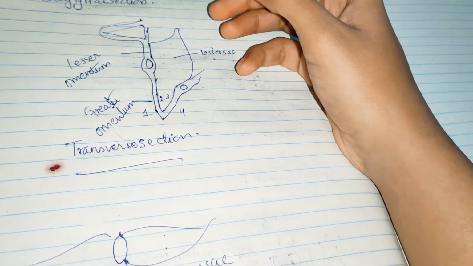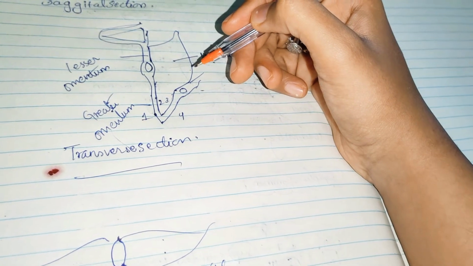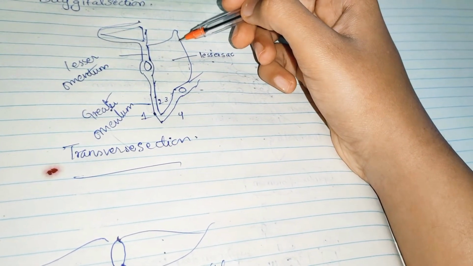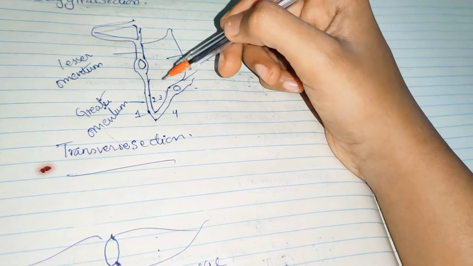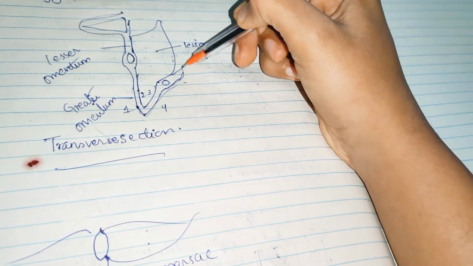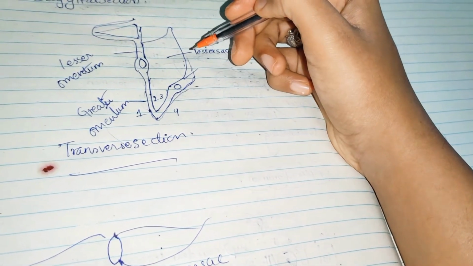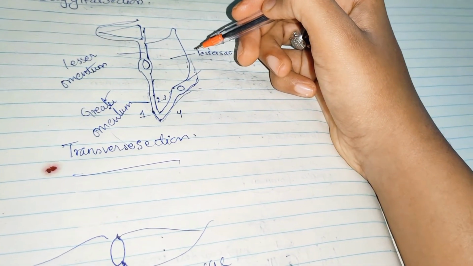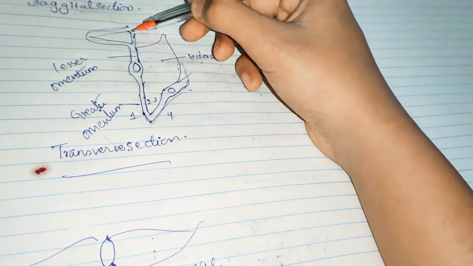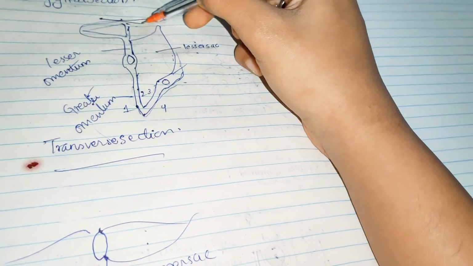Coming to the posterior boundary, it is formed by structures of the stomach bed on the back side, and also by the posterior two layers of the greater omentum. Like you see, the first and fourth layers are forming the posterior wall of the lesser sac. Now coming to the right border. The right border is formed by reflection of peritoneum from the diaphragm. Here will be the diaphragm, right?